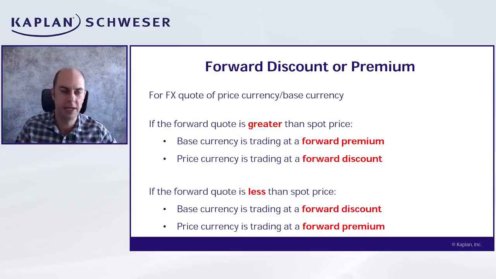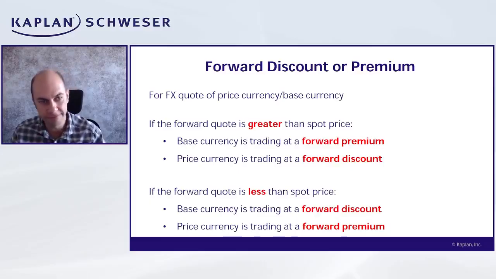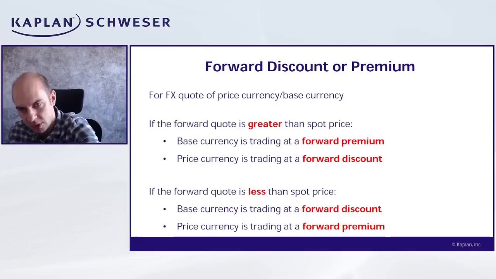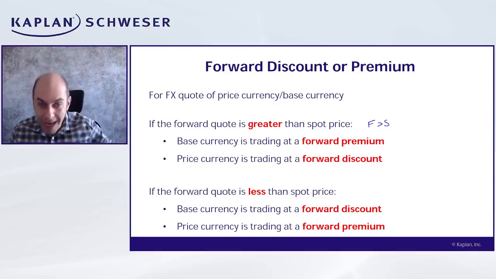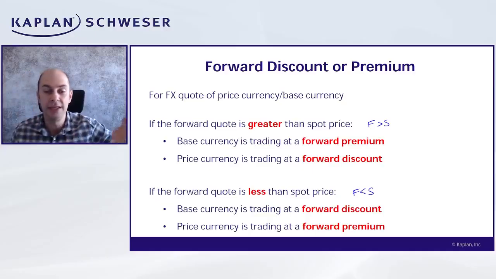Okay, next thing, let's have a look at the forward discount or premium. So again, it's all about the base. It's all about the base. Which one is my base? Okay, if the forward is greater than the spot, then the base is trading at a premium. If the forward is below the spot, then the base is trading at a discount. This is always how you're going to memorize it.